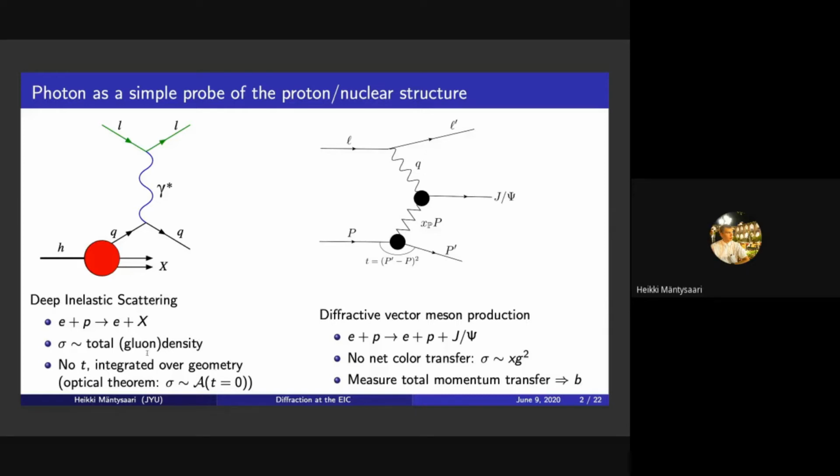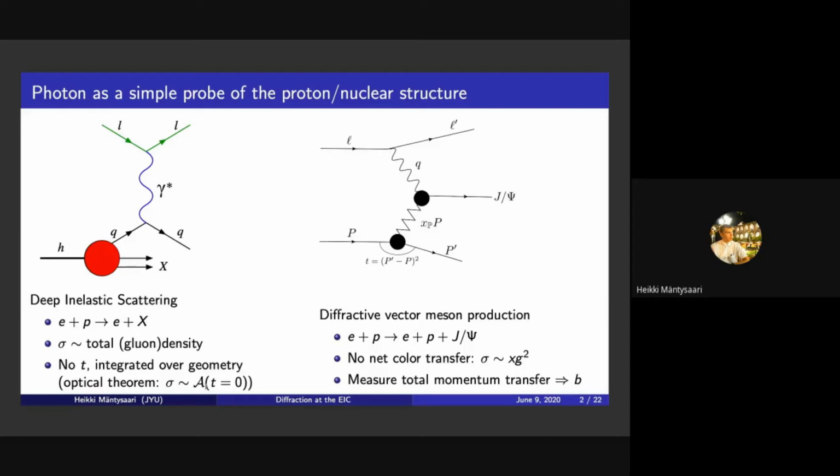Also, you note that the total cross-section is related by the optical theorem to the forward elastic scattering amplitude. Forward meaning that the momentum space scattering amplitude is evaluated at 0 momentum transfer. Then if you go to coordinate space, this means that you are just integrating over the whole transverse plane. So what you are seeing is the total number, or density, of gluons, but you don't really get information on how they are distributed spatially.